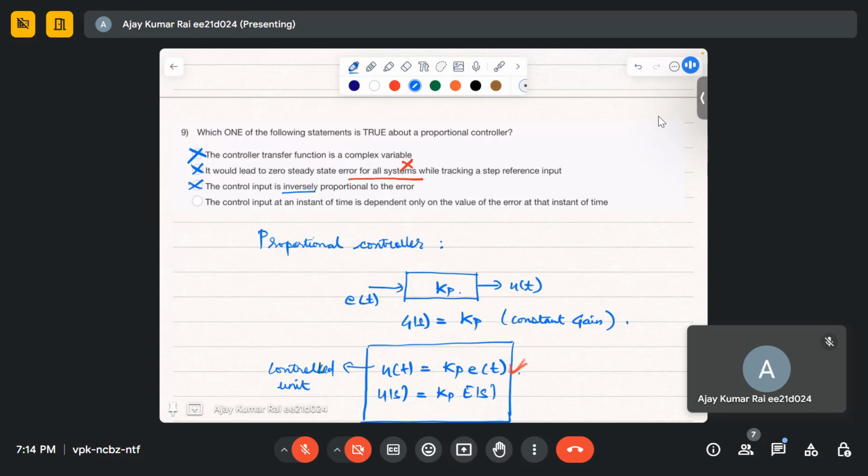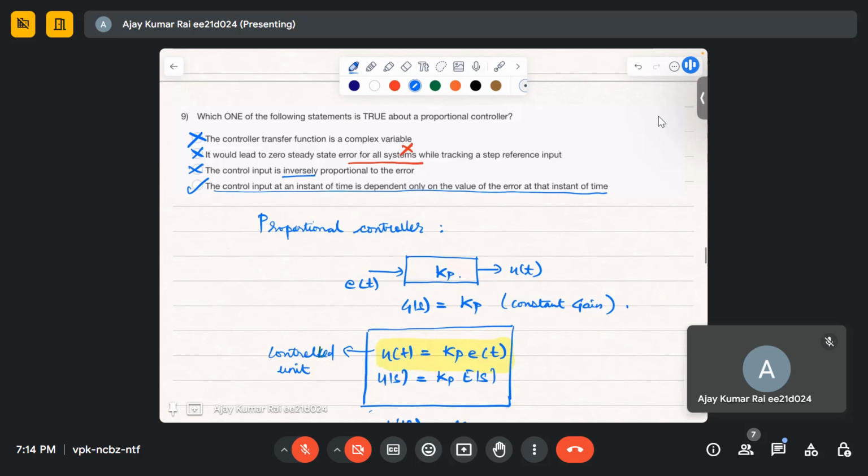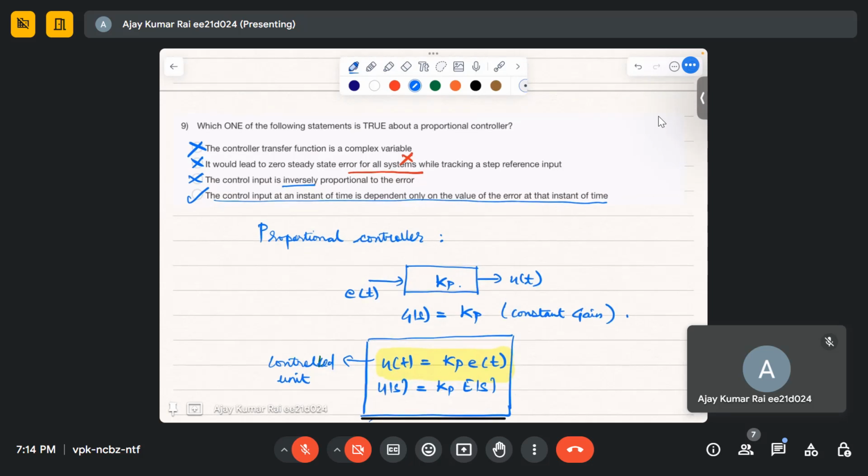The control input at an instant of time is dependent only on the value of error at that instant of time. Okay, so you see this is correct, right? Kp is just a constant value. So at any instant of time, it depends on the current value of e, right? Okay, so this statement is correct. Only on the value of error at that instant of time. Okay, if you see this equation. So any doubt in this?